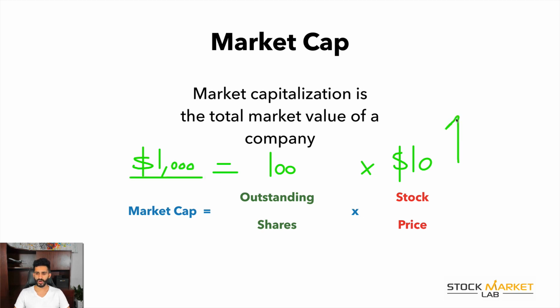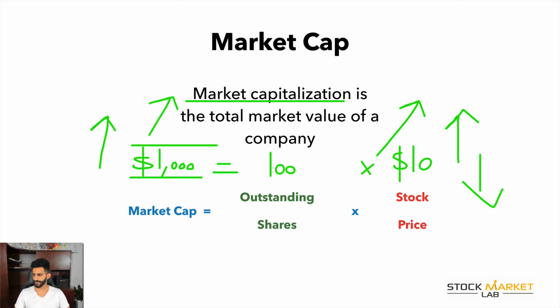Now, if the share price goes up, the market cap goes up. If the share price goes down, the market cap also goes down. That is the basic example of market cap, which once again stands for market capitalization. It shows us the total market value of a company today, right? So today this company is worth $1,000. If the price of the share goes up tomorrow, the valuation of the company will also go up.